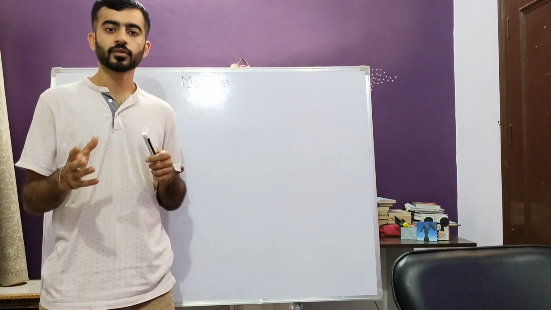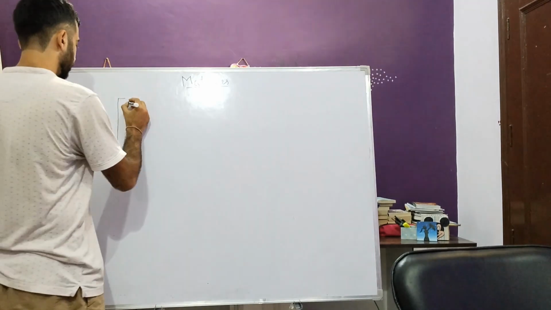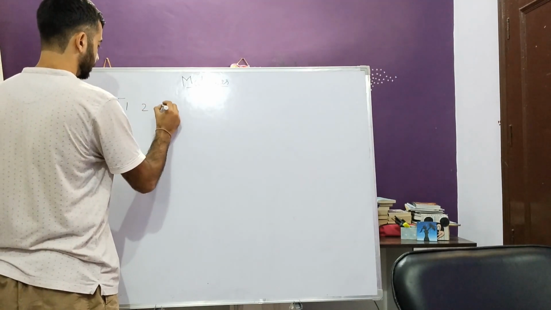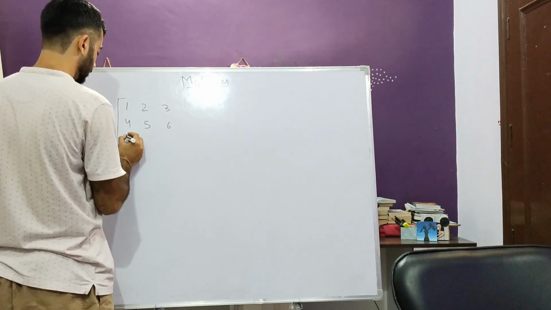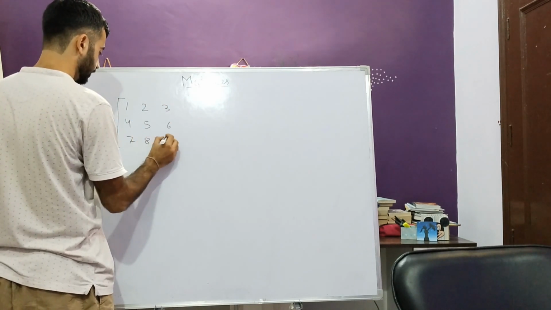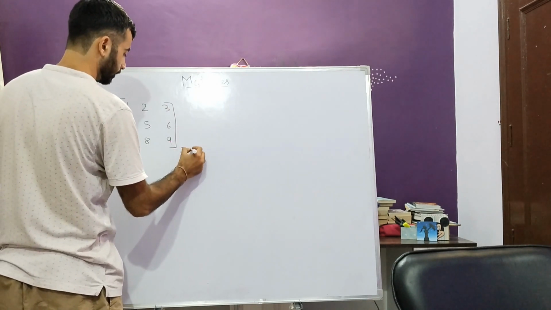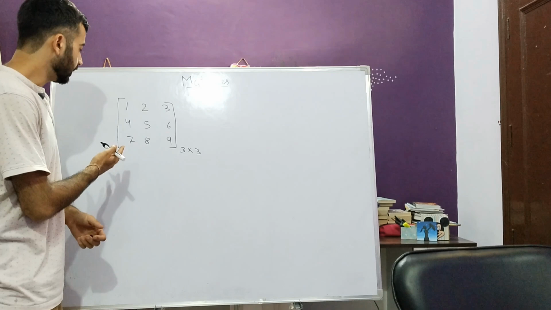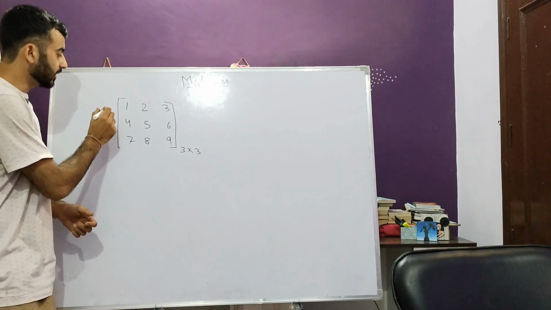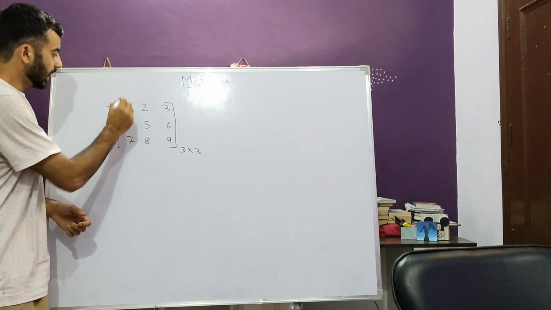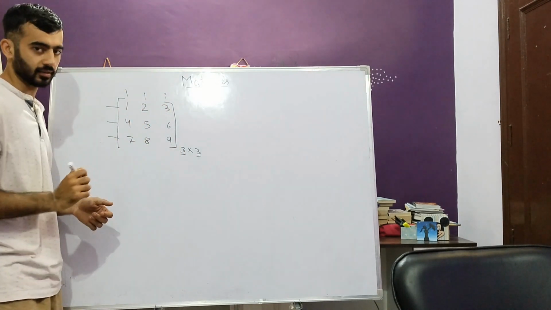In statistics also, we use matrices. Let me give you an example. In this example, we can see in this matrix there are 3 rows and 3 columns. So this is a 3 by 3 matrix.